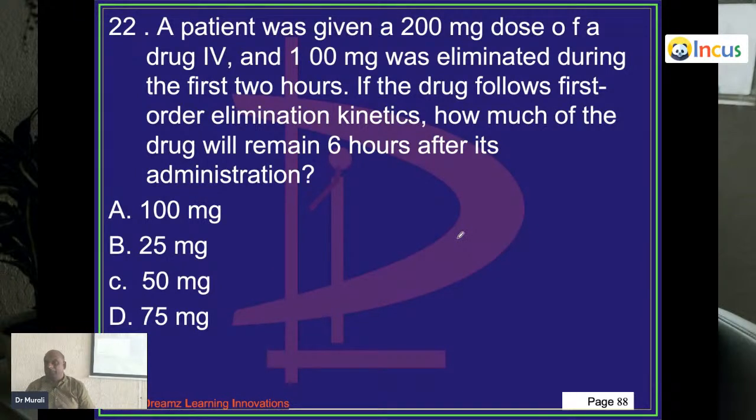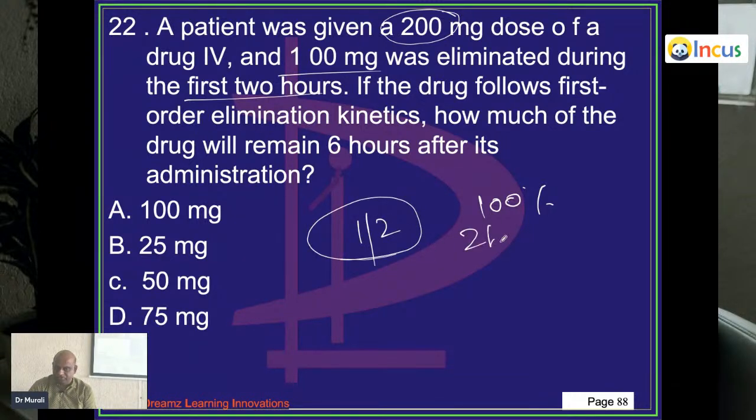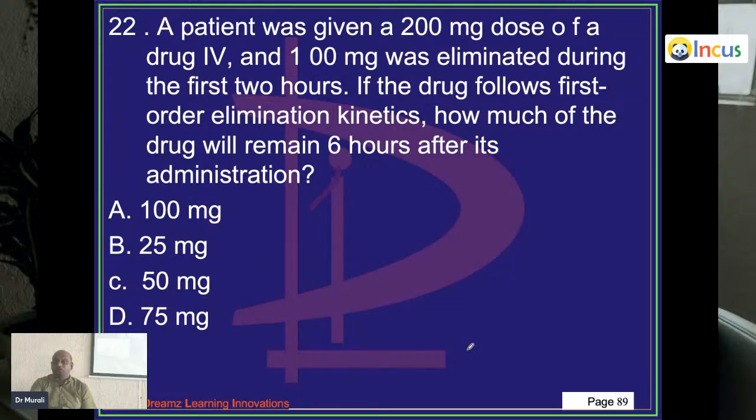Now you have given a patient a 200 milligram dose of the drug intravenously. Whenever you give the drug intravenously, what happens, doctor? Bioavailability is 100%. 100 mg was eliminated during the first 2 hours. That means half-life is 2 hours. So if it is following first order kinetics, 6 hours passed, what will happen? 3 half-lives are over. 100 becomes 50, 50 becomes 25. So 25 milligrams.